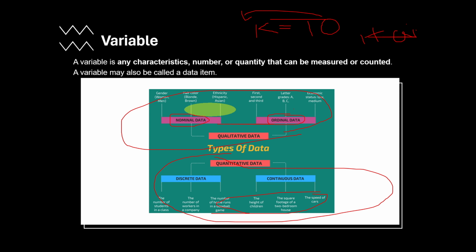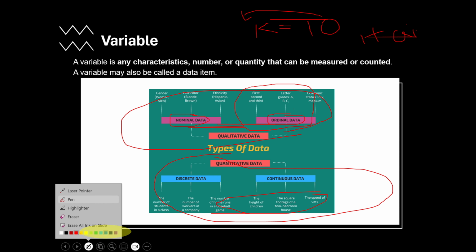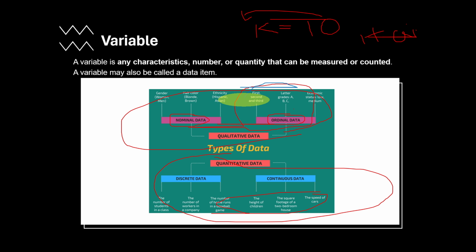If it's qualitative, you have gender, hair color, Asian, Chinese. In this ordinal data, many people get confused with this part, and that's where the confusion is. So I'll put that in a different color to explain this. This is where everyone gets confused, and they put this in MCQs as quantitative data. So for example, if you remember this, first, second, third, that's ordinal data and that's qualitative.